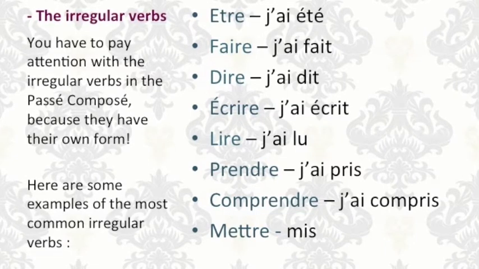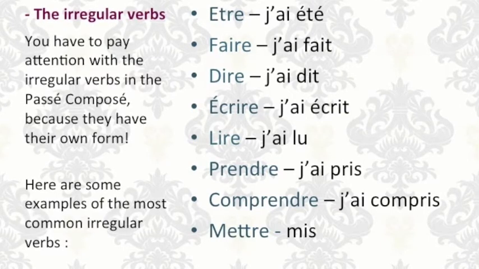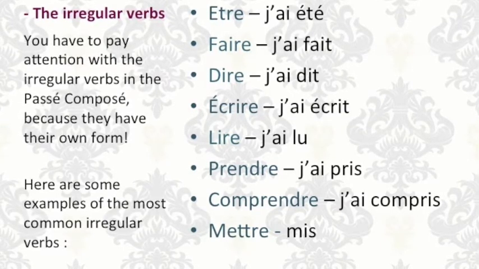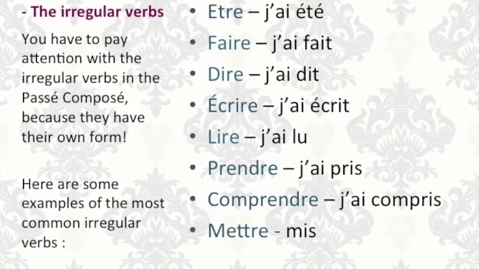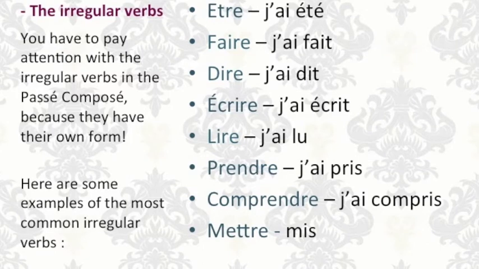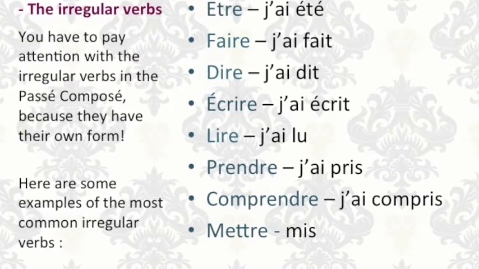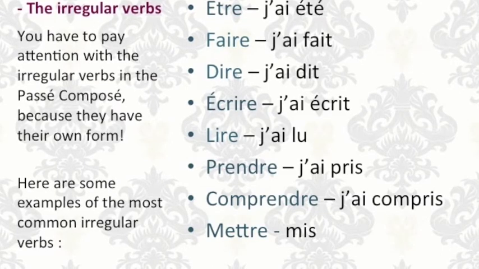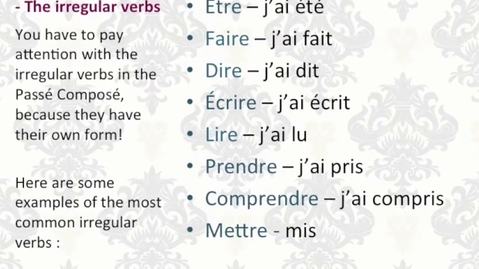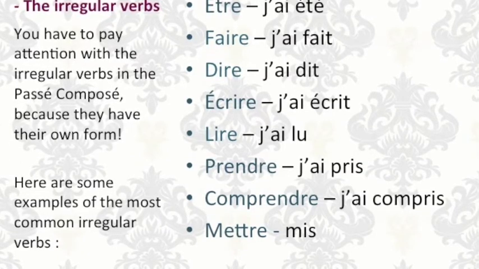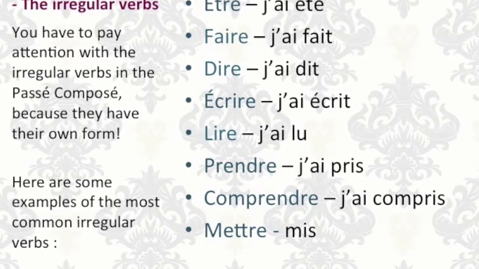But we also have irregular verbs in the passé composé, and you have to pay attention with the irregular verbs in the passé composé because they have their own form. Here are some examples of the most common irregular verbs. Être becomes j'ai été, faire becomes j'ai fait, dire j'ai dit, écrire j'ai écrit, lire j'ai lu, prendre j'ai pris, comprendre j'ai compris, mettre mis. Et avoir j'ai eu.